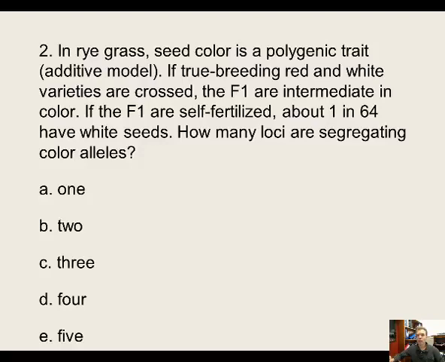Number 2: in ryegrass, seed color is a polygenic trait, additive model. If true breeding red and white varieties are crossed, the F1 are intermediate in color. If the F1 are self-fertilized, about 1 in 64 have white seeds. How many loci are segregating color alleles?